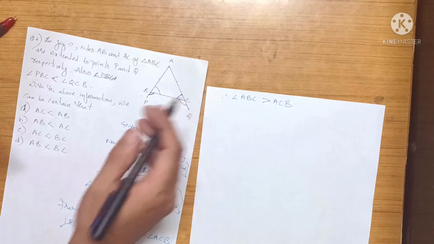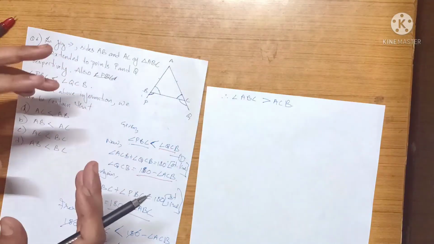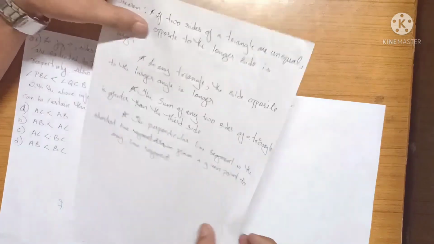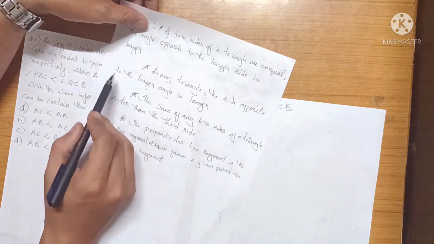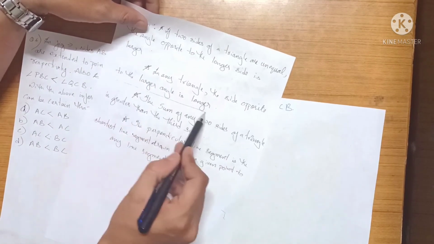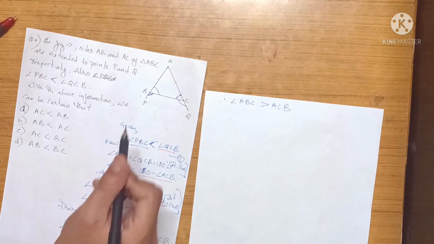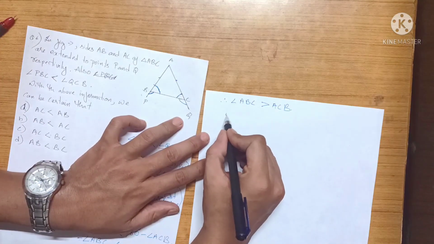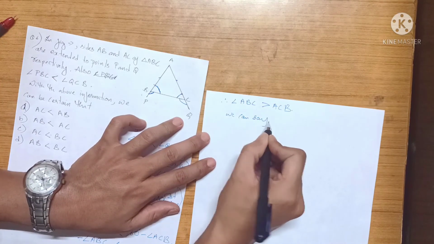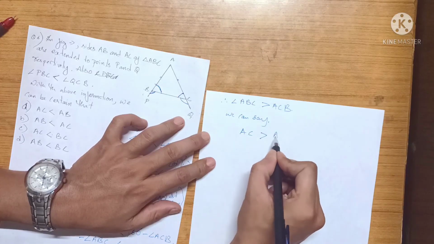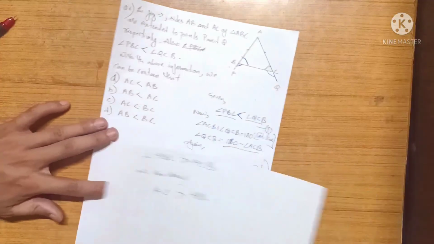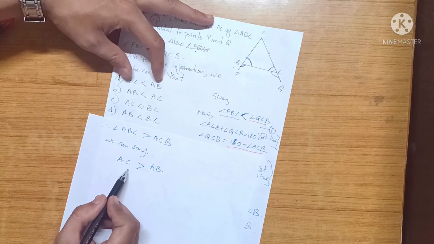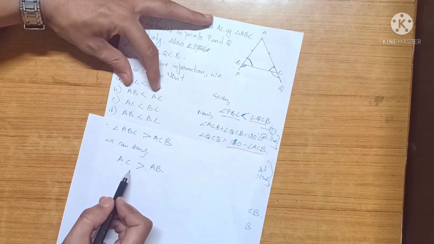The second theorem is that the side opposite to the larger angle is longer. Remember this. So since this angle is larger, this side will be longer than this, which means we could say AC is longer than AB. We need to find the statement here. This one says AB is longer than AC. This says AC is longer than AB.